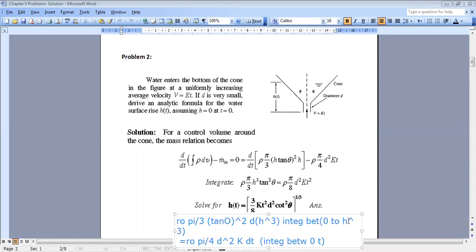So you get the value that you have. You get that rho pi over 3 h cubed tangent squared theta is equal to rho times pi over 8 d squared k t squared, because here you have kt, okay? We should add t. The integral of t is t squared over 2. The integral of 1 d h cubed is h cubed, okay? So all you have to do now is to rearrange your terms so you can get h as a function of time.